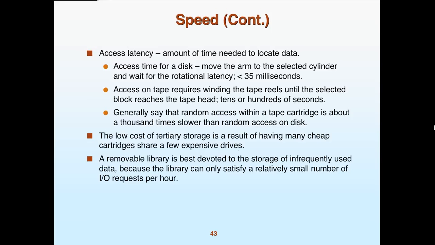But a lot of people, because those USB drives have become so large, are installing operating systems on them and booting to them. That's kind of a seriously slow operating system if you think about it, just because of that USB bus channel. So latency time is the amount of time needed to locate the data.